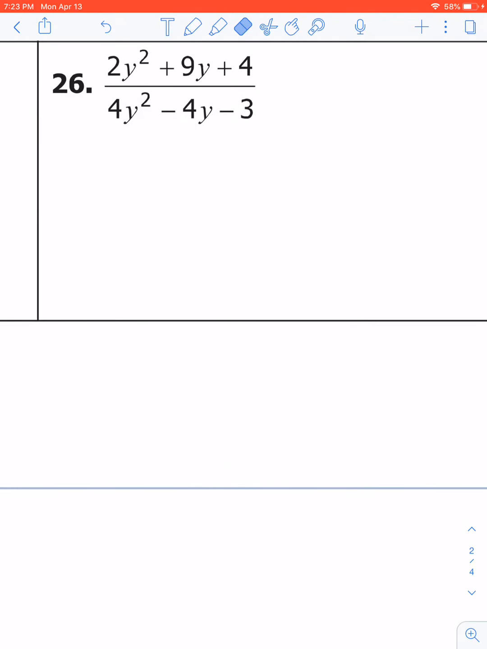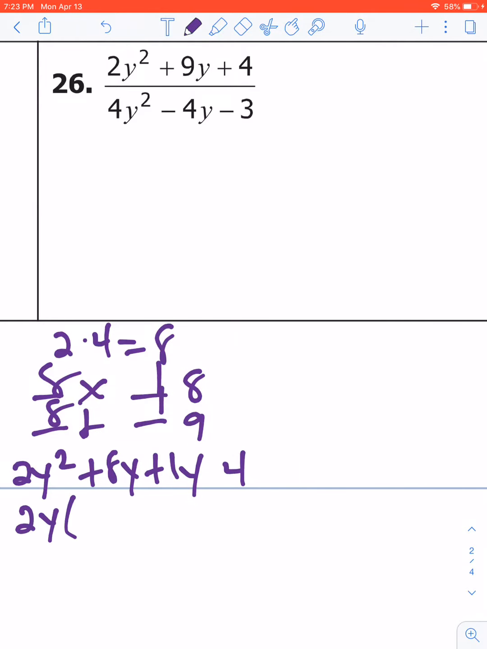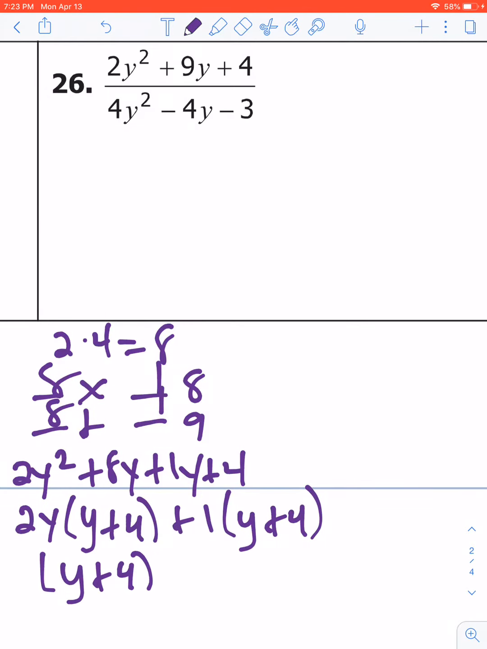There's no GCFs. So in the numerator, 2 times 4 gives me 8. So I have to find two numbers that multiply to 8, but at the same time add to give me 9. That will be 8 and 1. So I'm going to keep the 2y squared the same, rewrite the last term of 4, and rewrite this as an 8y plus 1y. I can factor out a 2y, factor out a 1. The y plus 4's repeat, and I'm left with 2y plus 1.